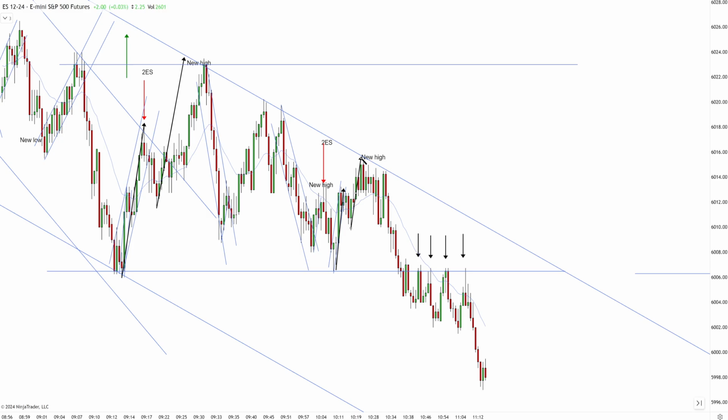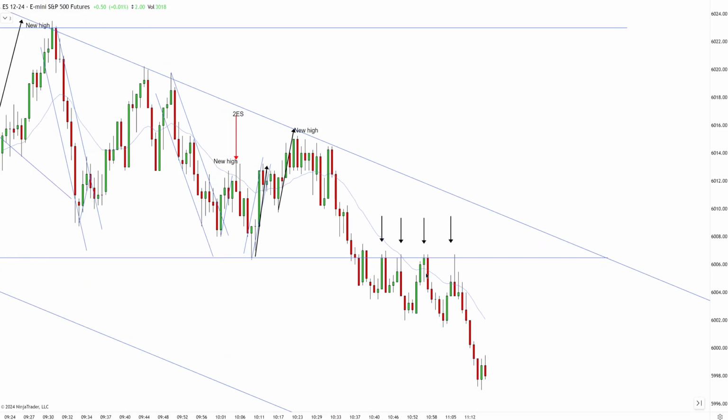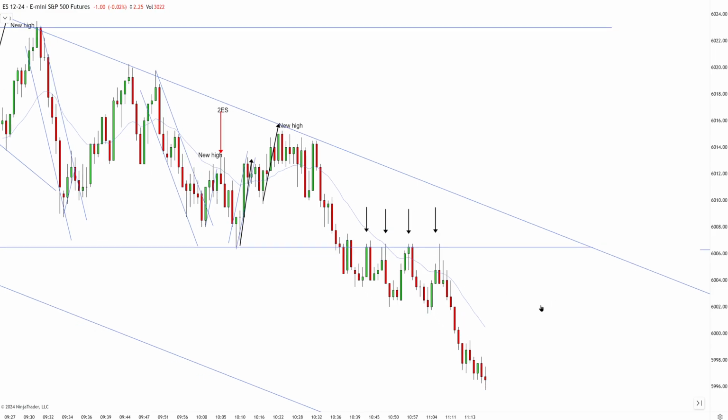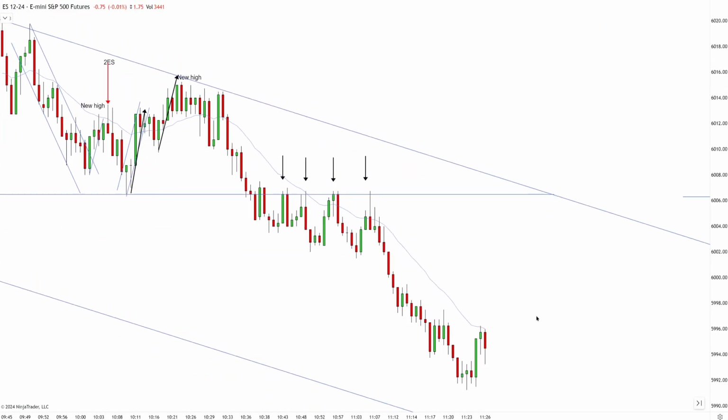Two-legged pullback here. It's important to train yourself to see these two-legged moves. These are only first entries, so more advanced trader can sense that the market is going to break lower, but we don't have a good second entry. Can't reset again, so I don't want to mark any setup. Market keeps going lower. Okay, can we get a second entry?